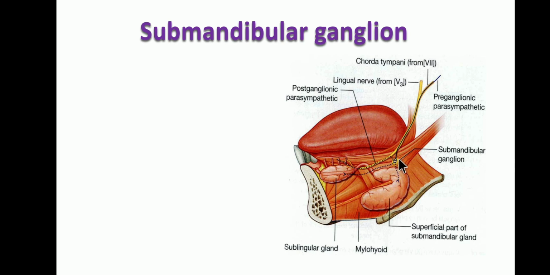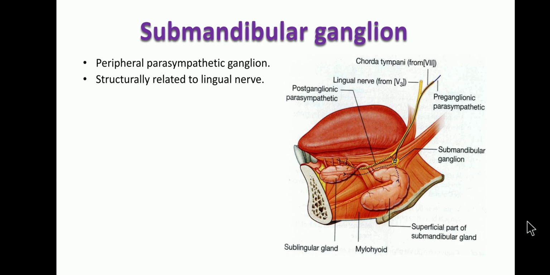The fourth peripheral parasympathetic ganglion is the submandibular ganglion, situated in the submandibular region on top of the hyoglossus muscle. It is secretomotor to the submandibular and sublingual salivary glands. For any ganglion you take, you should definitely comment whether structurally it is related to the lingual nerve and functionally related to the chorda tympani nerve.